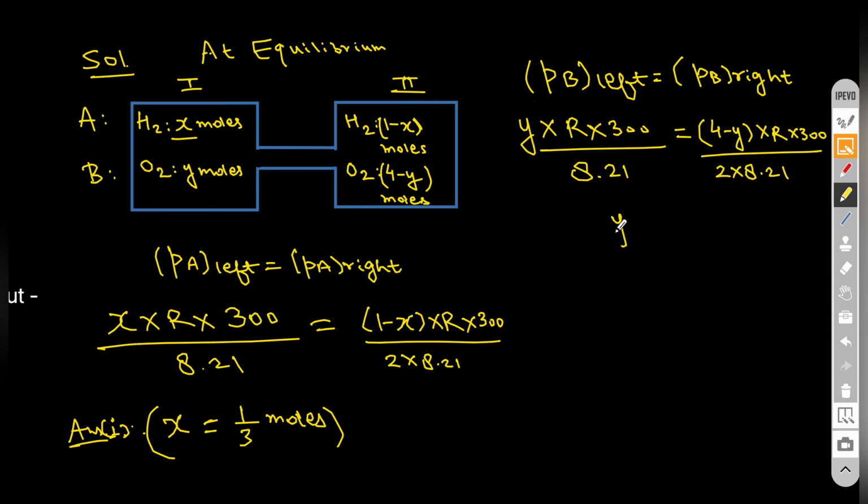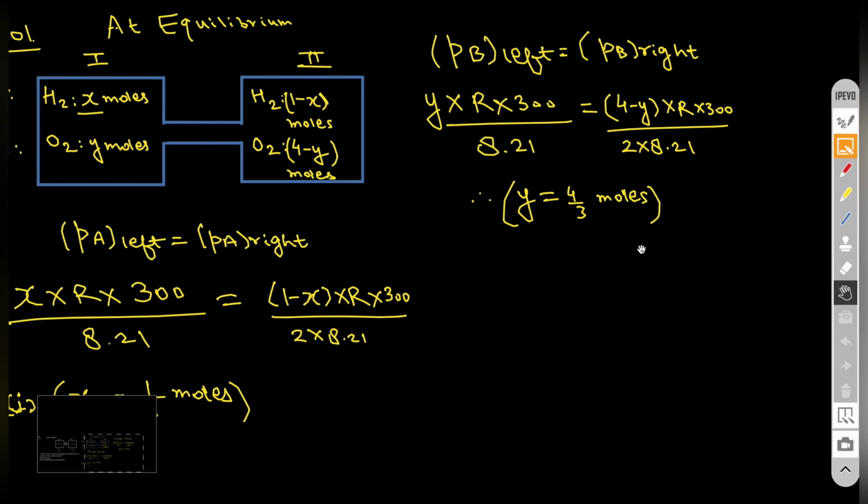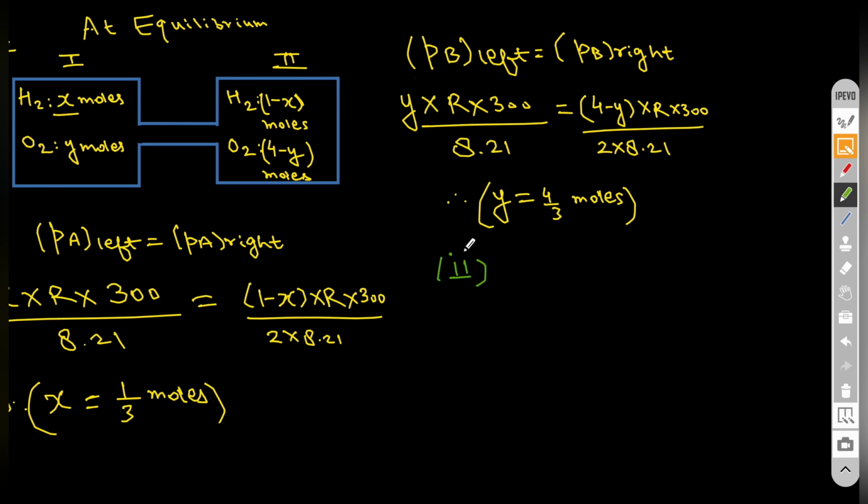So we'll solve and get the value of y. It will come out to be 4 by 3 moles. We had to find out the value of moles of O2 in a smaller container. Which is a smaller container? It is the left one. So we have got the moles, which is 4 by 3. Now we'll solve the second part.